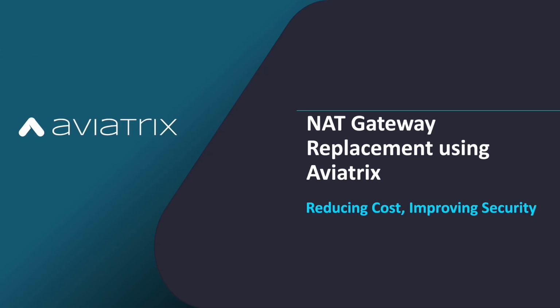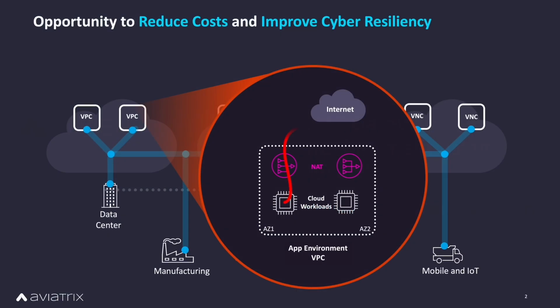Hi, and welcome to this video taking you through how Aviatrix can help you reduce cost and improve security by replacing first-party NAT gateways. Many of our customers depend on NAT gateways for private workloads that need internet access under specific circumstances. Typically this may be patching operating systems, or accessing company code and image repositories.